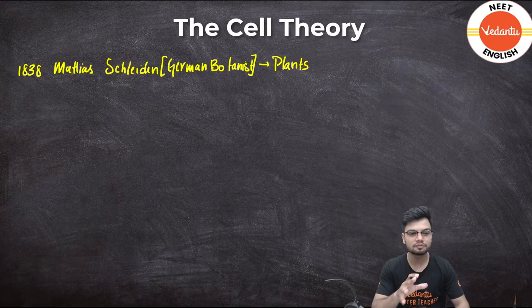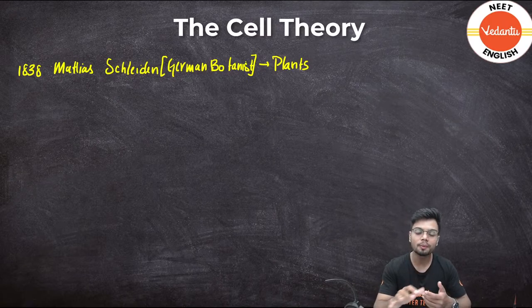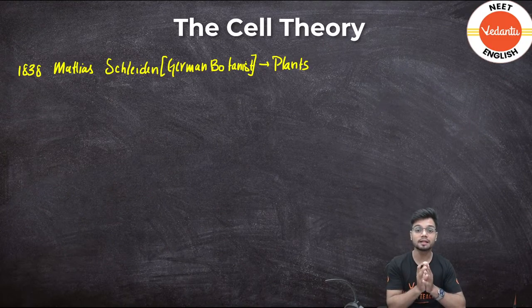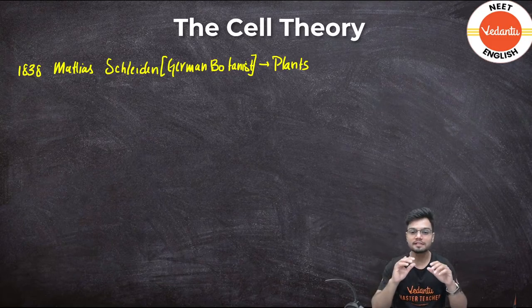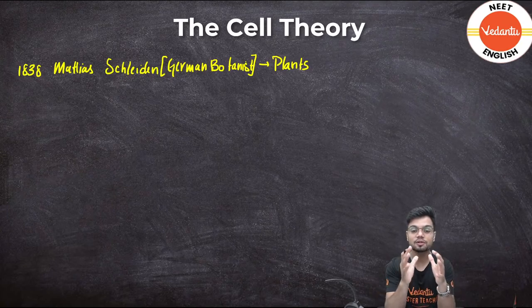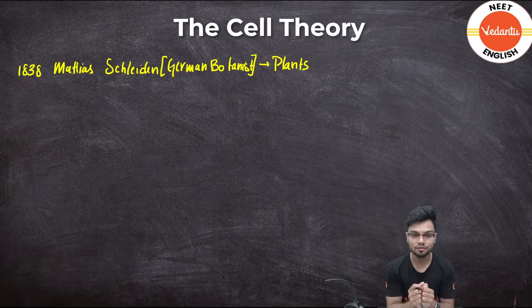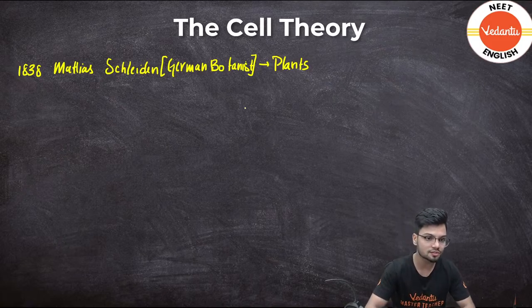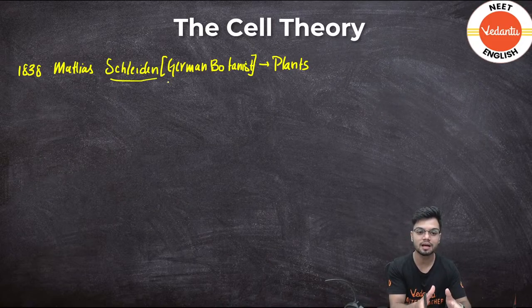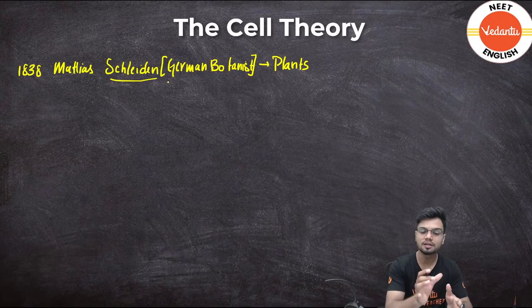So what did he actually find in the cell theory? His contribution was that he cut open a plant and noticed that every single plant is made up of many different types of cells, and all of these cells are joined together to form different types of tissues in plants. So the first scientist is Schleiden, a German botanist. German botanist is a very important term, because sometimes the question can be asked as a German botanist without telling you the name Schleiden.